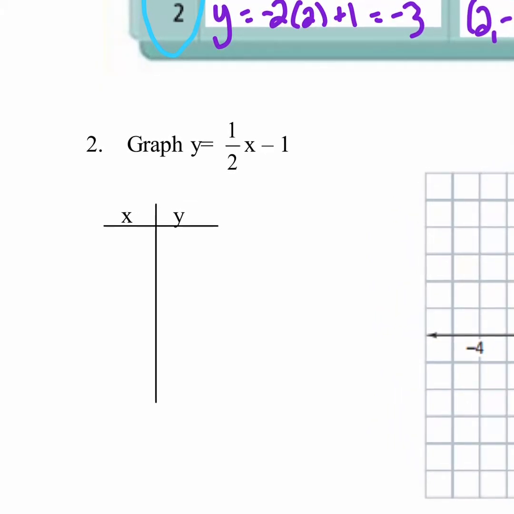Another word you may hear for x is called an input. So think about it, you're inputting numbers in for x. And the output is considered the y value. So whatever you input, what is your output? I always think of it as a machine, right? You're inputting something and it ends up giving you a value at the end.